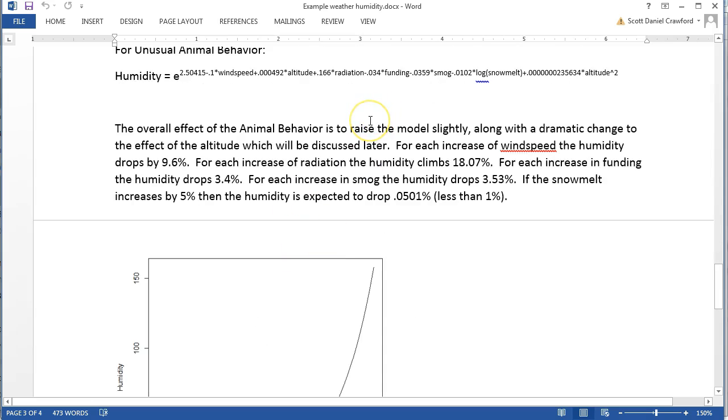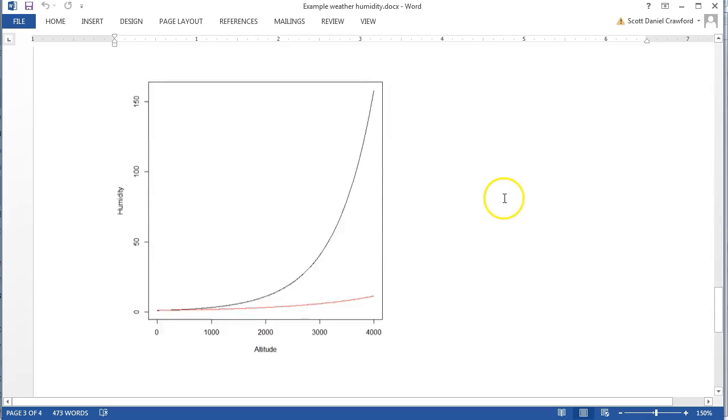Now, for explaining the effect of those linear x terms, remember that y got logged. So an increase of x leads to a percentage increase or drop in y, except for snowmelt. Snowmelt was also logged. So there's our log-log example. As it increases by 5%, then humidity is expected to drop, and this was really a small number. It was 0.000501. So if you turn that into a decimal, which moves the decimal point over, it's 0.05%, so a really tiny effect, but there's enough data to show that effect really is there.